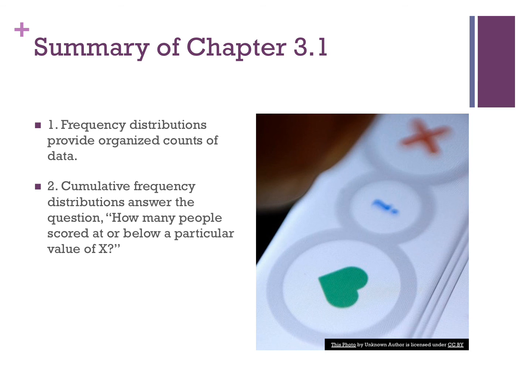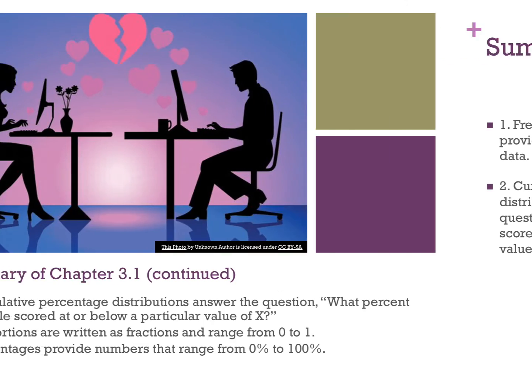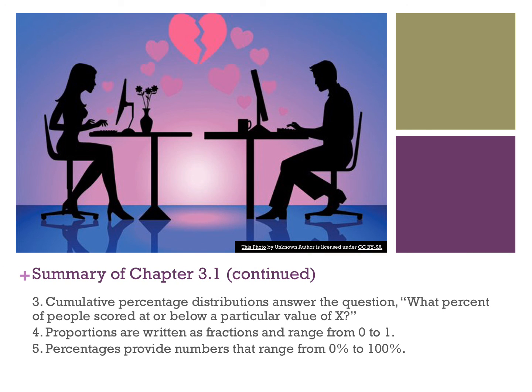So in sum, in Chapter 3, we covered frequency distributions provide organized counts of data. Cumulative frequency distributions answer the question how many people scored at or below a particular value. Cumulative percentage distributions answer the question what percent of people scored at or below a particular value of X. Proportions are written as fractions and range from 0 to 1. Percentages provide numbers that range from 0% to 100%.